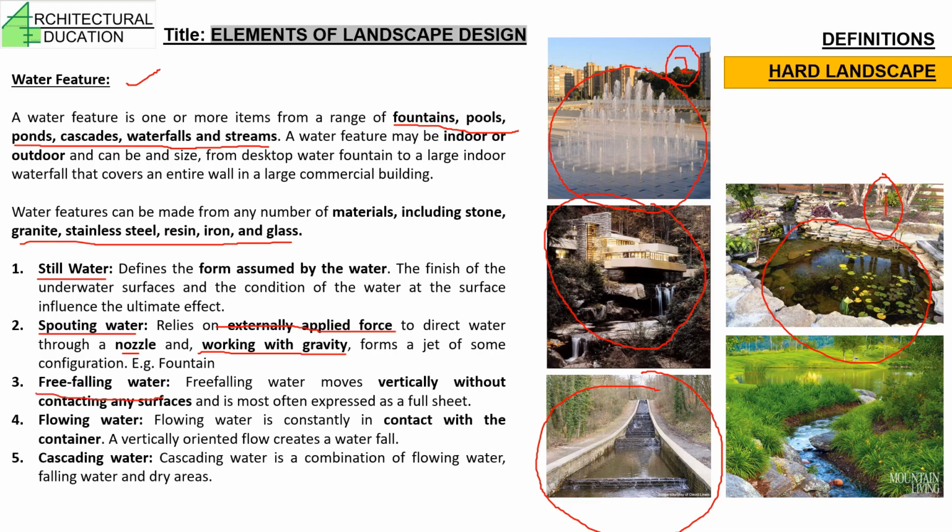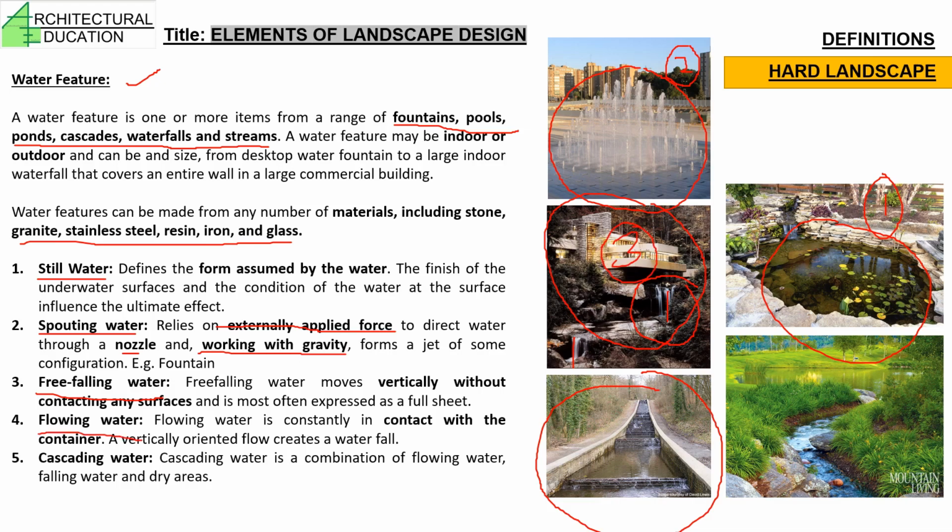Free falling water is nothing but water falling vertically without contacting any surfaces. So you can see over here, vertically it is falling without contacting any surfaces. Obviously for horizontal movement it will travel, but for the vertical it will not have any cascading effect over here. Next, this is the third one.